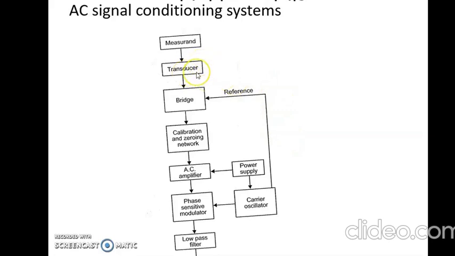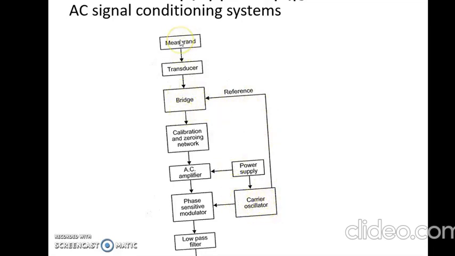Here also let us take an example of a strain gauge used as a transducer. The measurand is the input force or pressure, and as we discussed in the previous case, the strain gauge converts the applied force or pressure into a change in the resistance. Now this change in the resistance is measured by means of an AC bridge. To this bridge, a high frequency AC supply is given through the carrier oscillator.